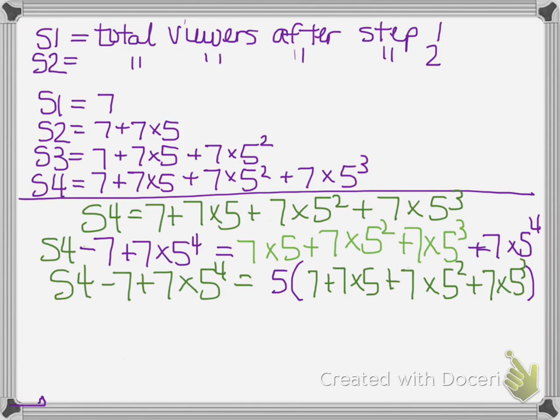plus 7 times 5 plus 7 times 5 squared plus 7 times 5 cubed. But once again, this whole quantity right here in those parentheses is the same as S4. It is that sum right here. You can compare it. So we have S4 minus 7 plus 7 times 5 to the fourth is equal to 5 times S4. So in each of these cases, we were able to reduce the sum down to a much simpler form right here.